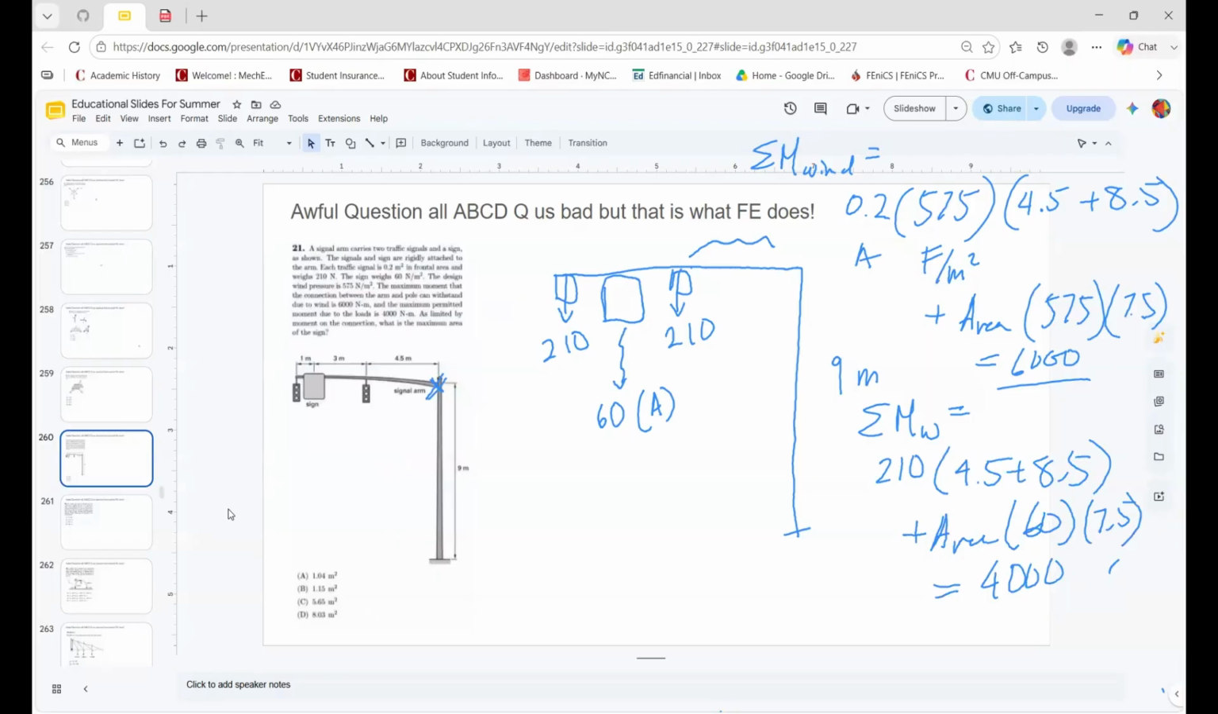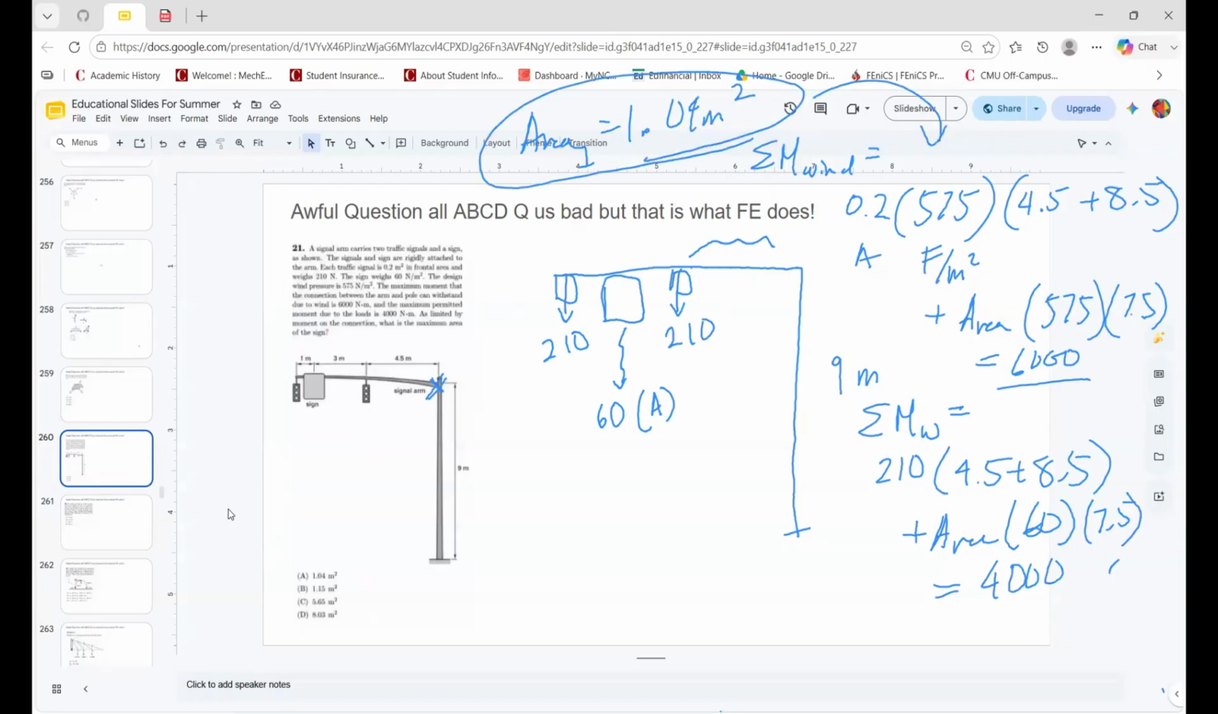Area, okay. So 6,000 minus 0.2 multiplied by 575, parentheses 4.5 plus 8.5, parentheses equal that, divided by parentheses 475 multiplied by 75, I think, 7.5, parentheses. I get 1.04 for the area of this one. Area 1 estimate equals 1.04 meters square. All right, that is that one.